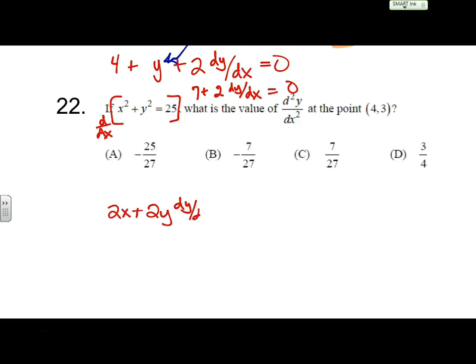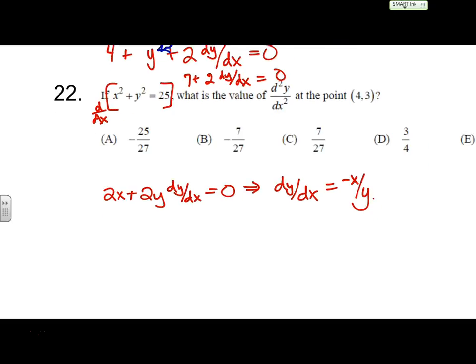Because you end up getting 2x plus 2y dy/dx equals 0. We're not plugging in yet. What are we doing? Plugging in. Right. If you plug in, then try to take the derivative, what will the derivative always be? Never plug in before deriving. Derive first, then plug in.